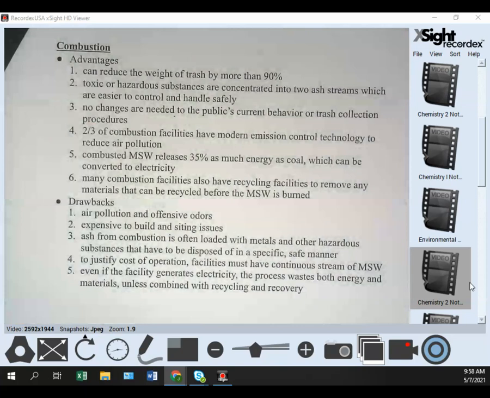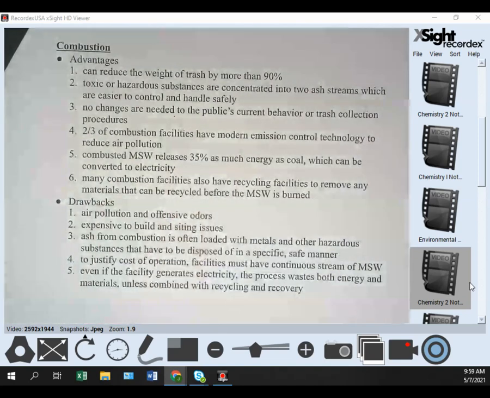Number three is actually a big one as well. No changes are needed to the public's current behavior or trash collection procedures. That's a big deal. It's hard to get people to change, just in general, and if you can do something that essentially doesn't require people to do anything differently, then they're much more likely to use that or accept it if it works, right?